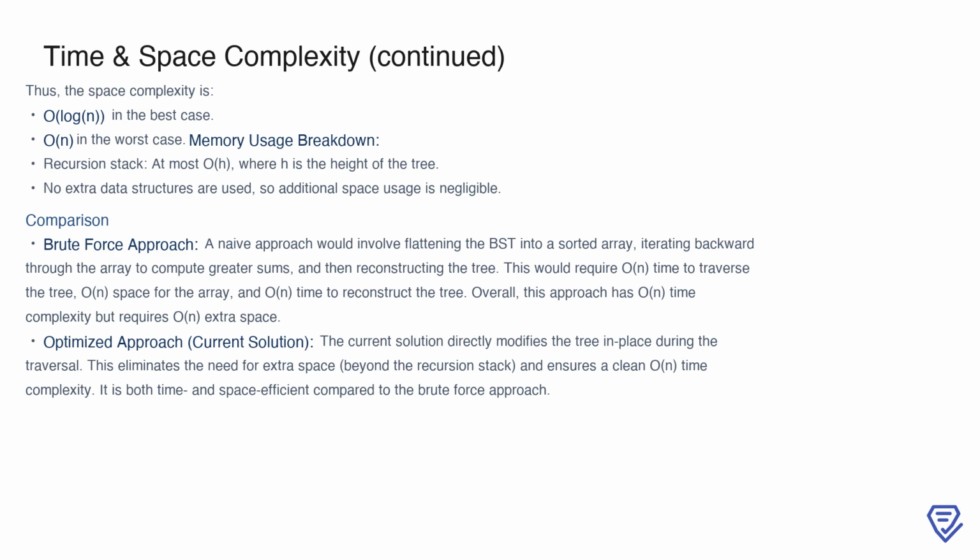A naive solution might involve flattening the BST into a sorted array, iterating backward through the array to compute greater sums, and then reconstructing the tree. While this would also have O(n) time complexity, it would require an additional O(n) space for the array, making it less space efficient. The optimized solution directly modifies the tree during traversal, maintaining O(n) time complexity while minimizing space usage.